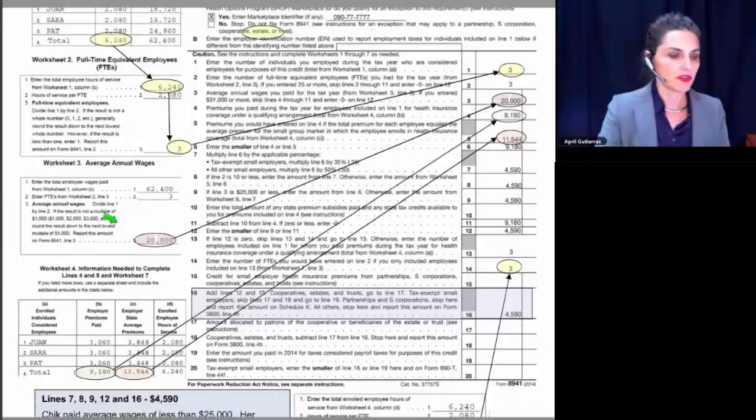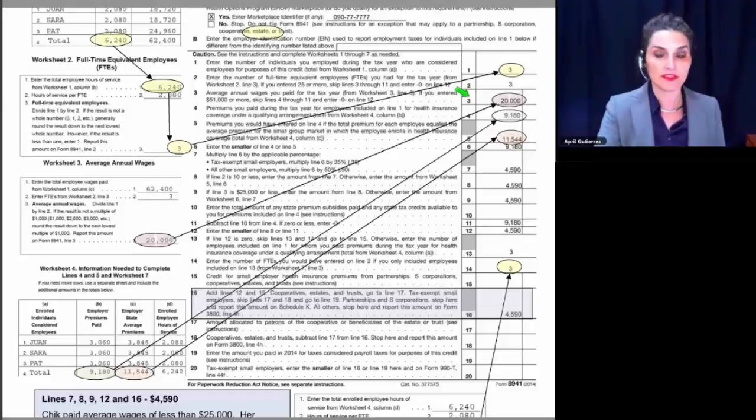She then goes over to worksheet number 3. She enters the total employee wages that she paid for the year, divides that by 3, rounds down to the nearest $1,000, and when she does that, she gets $20,000. So she's looking pretty good here because the average wage that she's paying to her workers is less than $25,000. She's clearly got less than 10 equivalent full-time employees. So her credit's not actually going to be limited. She's going to get 50% of her premiums back.